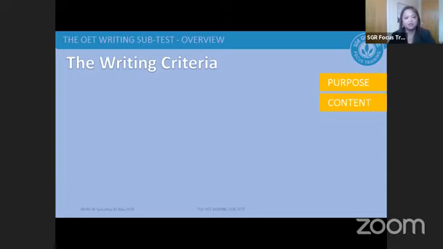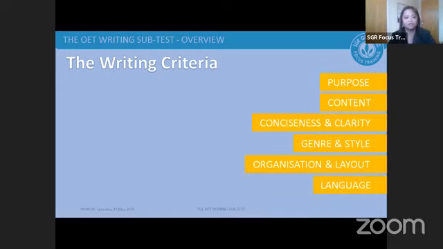The second criterion is content. The next is conciseness and clarity. You've got genre and style, organization and layout, as well as language. The definitions and meanings of all these writing criteria are available on the OET website. They are also available on the SGR website if you wanted to understand the criteria a little bit more in order to see how you are being assessed.